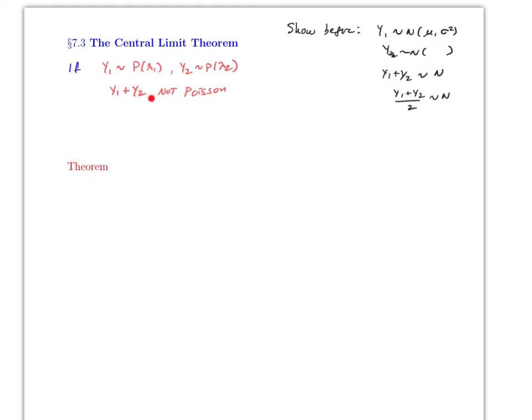Actually, if you add two exponentials, it's not exponential. If you add two gammas, you don't get another gamma, and so forth. And even worse, y1 plus y2 divided by 2, which is the average, is definitely not Poisson. However, there is a way where it doesn't matter which distribution you have, the y bar will have a normal distribution, and that's kind of like doing magic, but that's what the central limit theorem does, and it says the following.